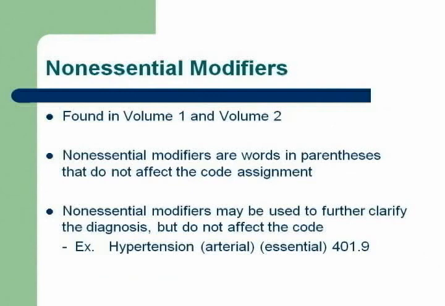Non-essential modifiers are found in Volume 1 and Volume 2 of the ICD-9-CM. These non-essential modifiers are words in parentheses that do not affect the code assignment, but they are used to further clarify the diagnosis. In the example, hypertension, which is code 401.9, can be described by a physician as arterial hypertension or essential hypertension. These words are included in parentheses to signify to the coder that the code does not change.